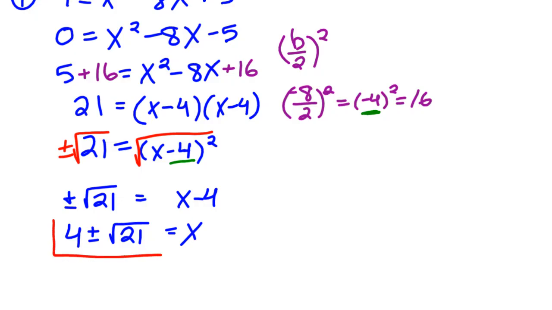One thing you want to do before you call this your final answer is just to make sure that you can't simplify the radical any further. In this case, there are no factors of 21 that are perfect squares. So I believe this is the most simplified our answer can be.